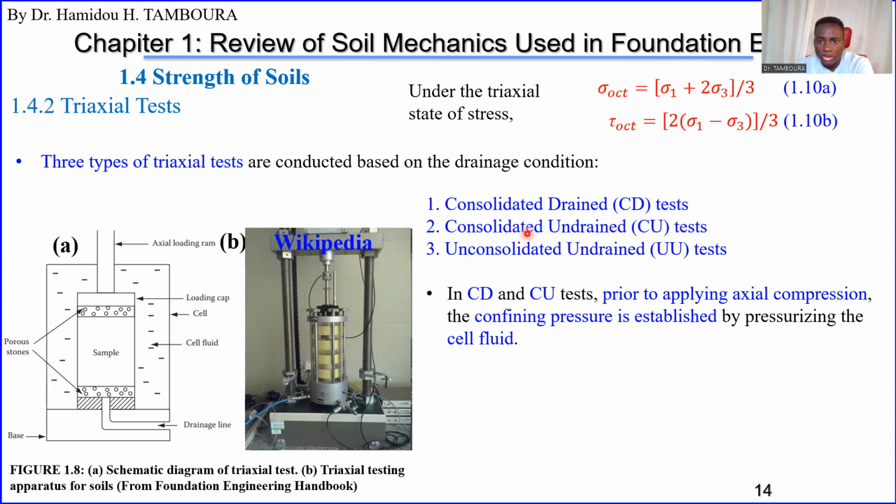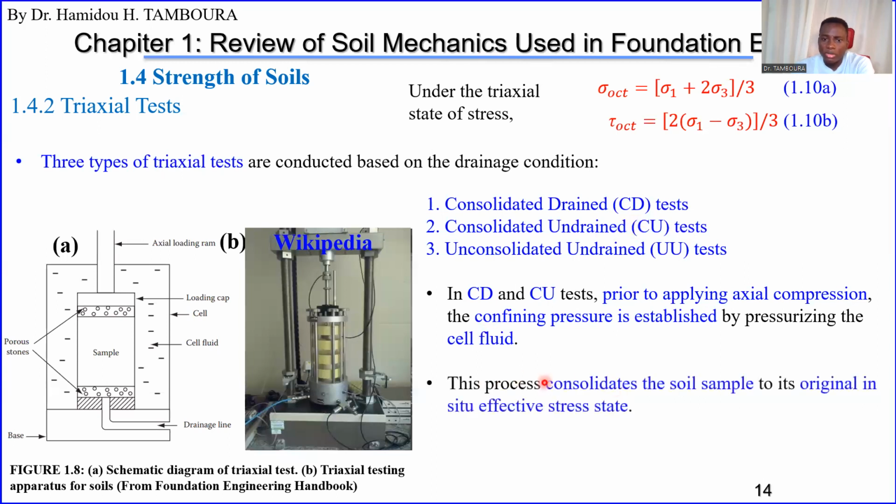Okay, consolidated and drained triaxial test. This process consolidates the soil sample to its original in situ effective stress state. That is what I was saying before. So by consolidating, by putting the cell fluid pressure, the confining pressure, you can put the soil sample in the same situation as it was in the field, before sampling the soil. That is the objective of this confining.